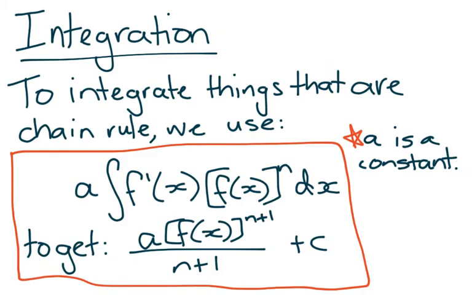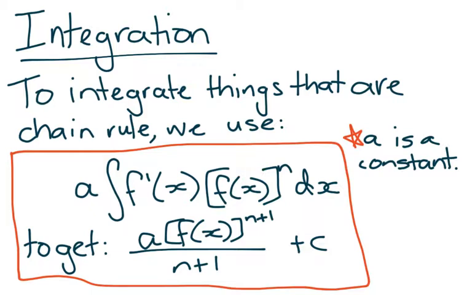So to integrate things that are in chain rule, we use this formula here. So we've got a, which is just a constant. Now, the important thing to remember there, it is a constant and a constant only. So it can only be a number. It cannot be a letter. So we use a, the integral sign, f prime x, f of x to the power of n dx.